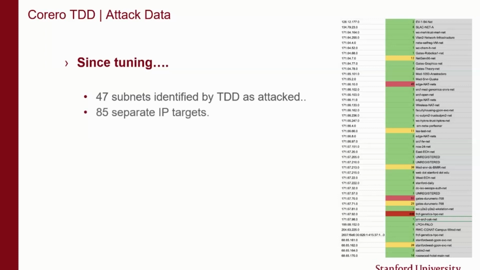We saw 85 separate IP targets that got attacked. And a lot of these were also false positives. Some were real. But one of these things is because we have a central NAT solution, and that's one of the struggles we had with this product.